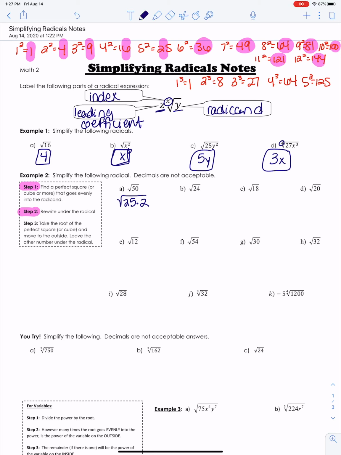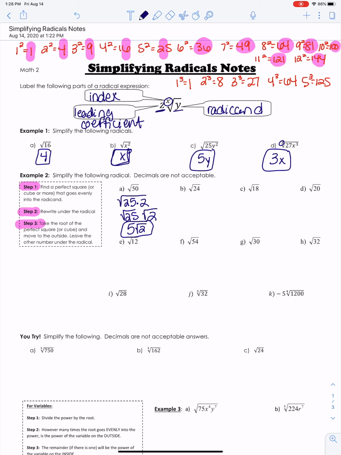For step 3, take the root of the perfect square or cube and move it to the outside. Some people even like to split it up like this because it's less confusing to them. So the square root of 25 turns into 5. Now, we can't take the square root of 2. 2 is not a perfect square. We can't take the square root of it without turning it into a decimal. So you leave it just like that, and that will be your final answer. Okay, so we'll repeat the steps for B.